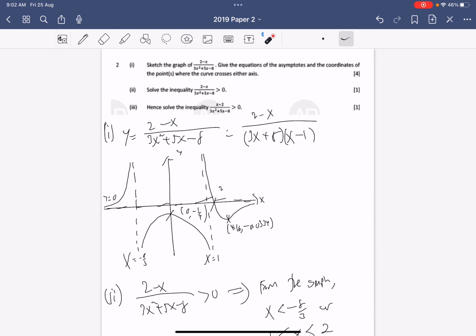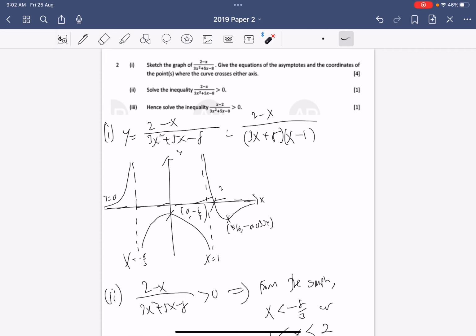For question 2, now we are supposed to sketch the graph of (2 - x)/(3x² + 5x - 8). So you just plug into your GC and do it, but for the asymptotes, you have to find them. Of course, one of the asymptotes is y equals 0, since this is a proper fraction already and there's no constant term here, or oblique asymptotes. As for the bottom, this part will form one asymptote and this part will form another. So x equals -8/3 and x equals 1 is another asymptote.